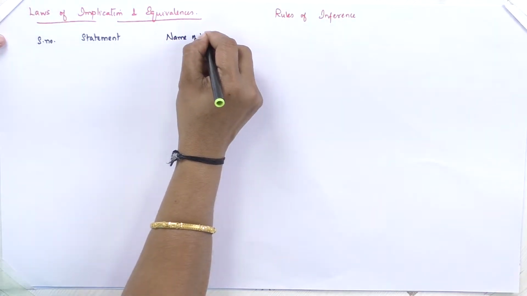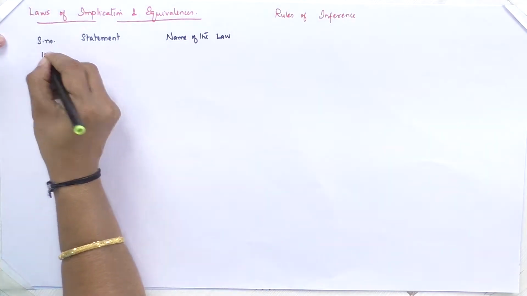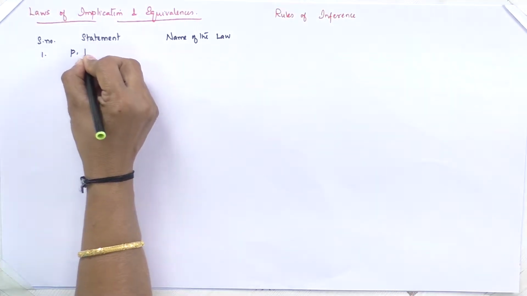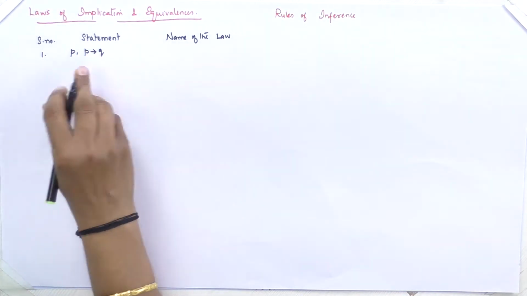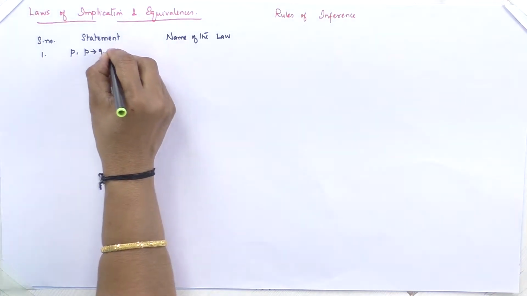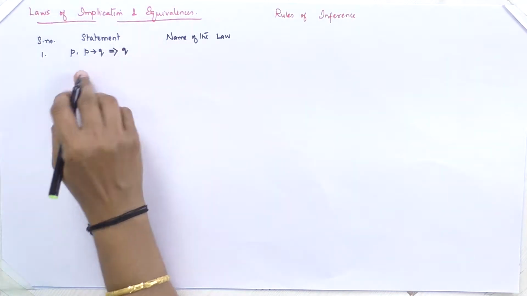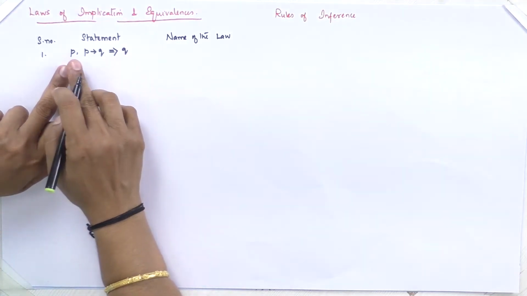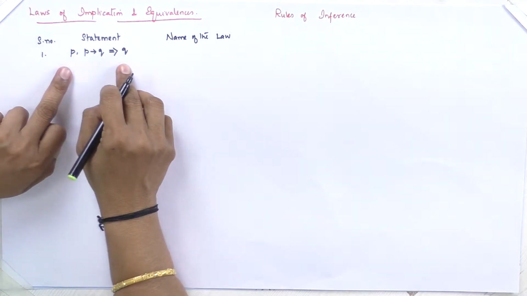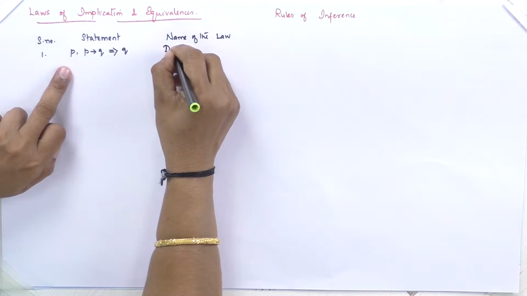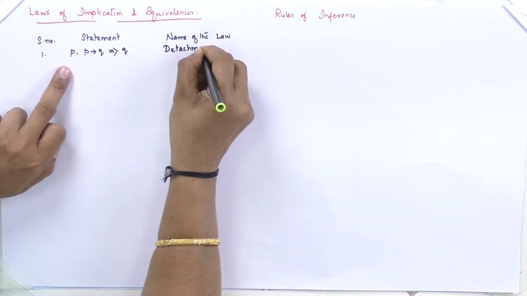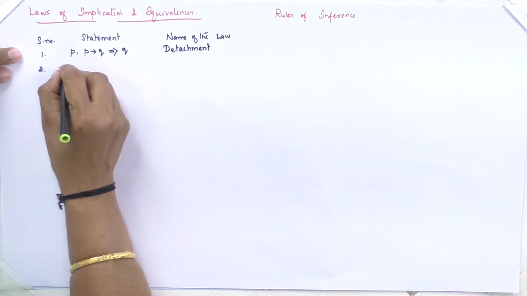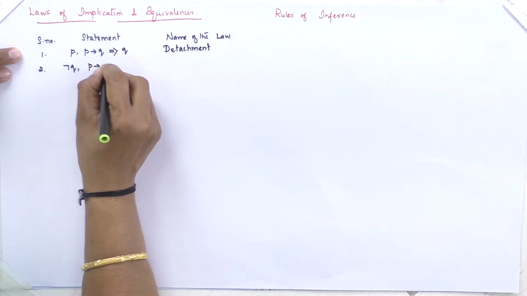Name of the law. This is very important. So first thing, if we have the statement as P and P conditional Q, P and P conditional Q will give us Q. So you just think of these two will go off and we'll be left with only Q. That is called detachment law.